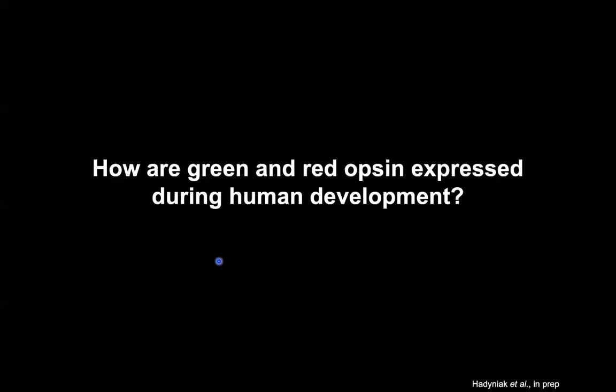So I set out to provide evidence for these models. So the first question we wanted to ask was quite simple. How are green and red opsin, the only known transcript level difference between green and red cones, expressed during human development? And this talk is summarized in a paper in prep that I should be submitting very soon.